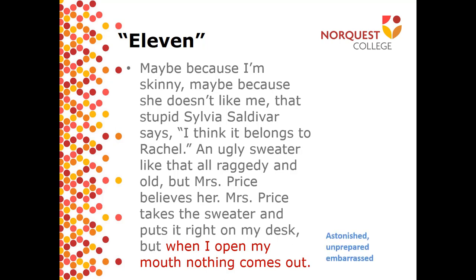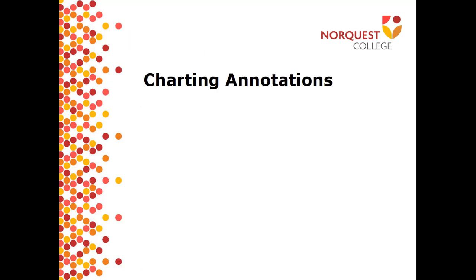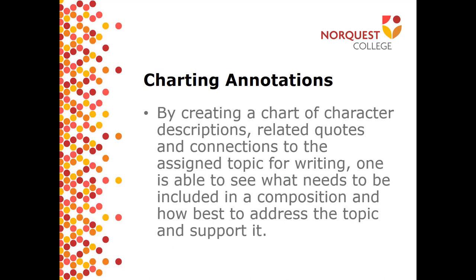Again, we want this annotation. She's astonished, she's unprepared for it, she's embarrassed. We've just gotten through a few paragraphs on it, and you can see we're just annotating quickly about what we're seeing about this character. And then once you finish up annotation, you can chart those annotations and create a table of what descriptive words you're using, and then what are the quotes, and then how it might be connected to a topic that you might be addressing in your writing. By creating a chart of character descriptions, related quotes, and connections to the assigned topic for writing, one is able to see what needs to be included in a composition and how best to address the topic and support it.